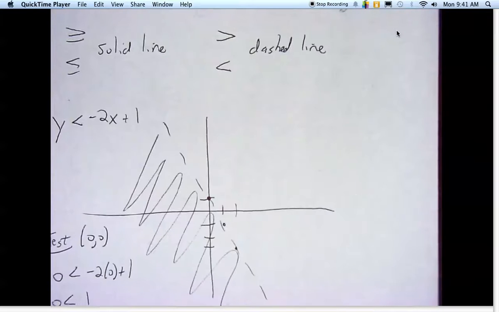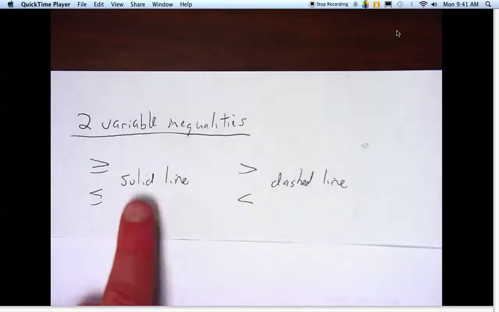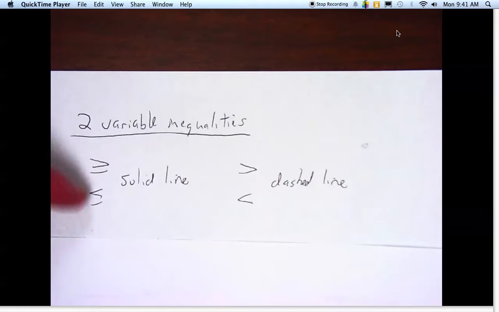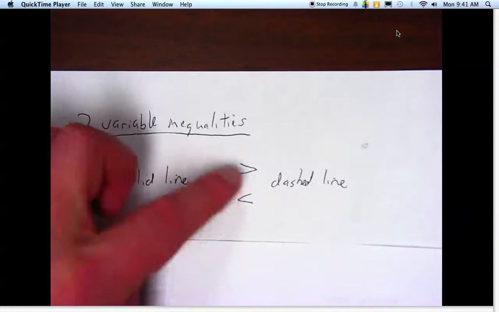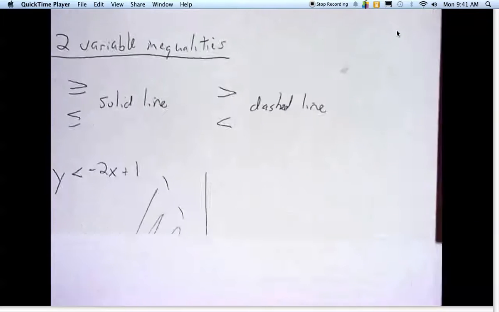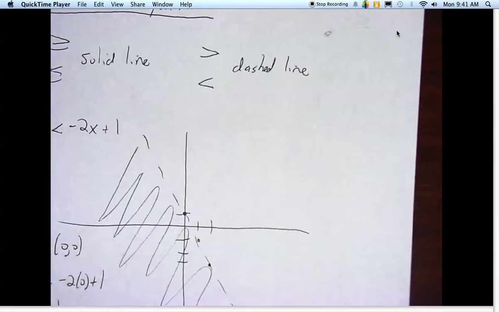And then for two variable inequalities, we want to remember instead of open circle and closed circles, we have either solid lines or dashed lines. Solid lines are when the equal bar is there, dashed line is when it's not. And then to graph something like this, we're going to use the slope and the y-intercept. And so the y-intercept is 1. The slope is -2. So I go down 2 over 1, down 2 over 1.